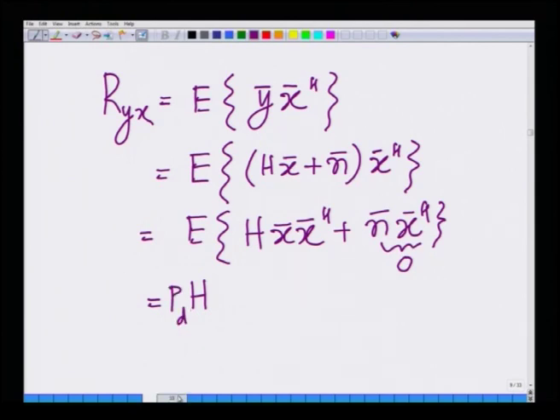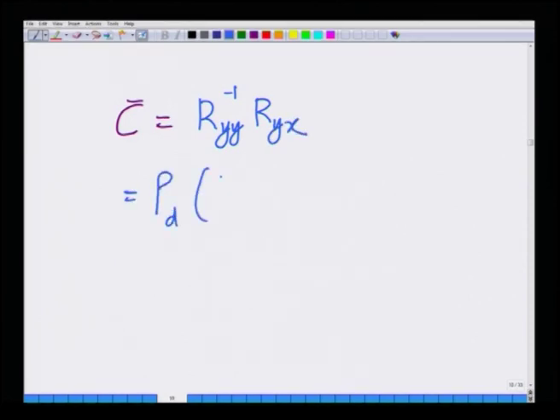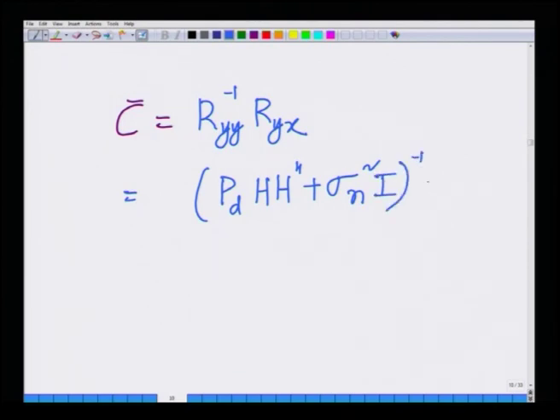Now, we have an expression. We know that c bar, the MMSE estimator, is simply Ryy inverse Ryx, which is simply (PD H H Hermitian plus sigma n squared I) inverse into Ryx, which is PD times H.